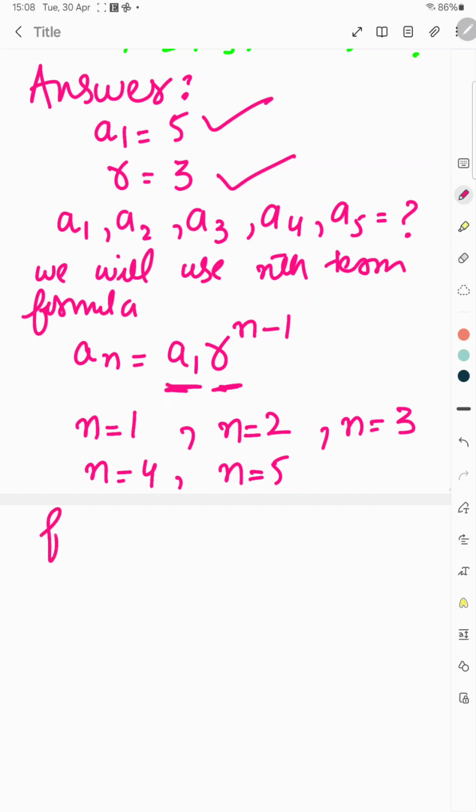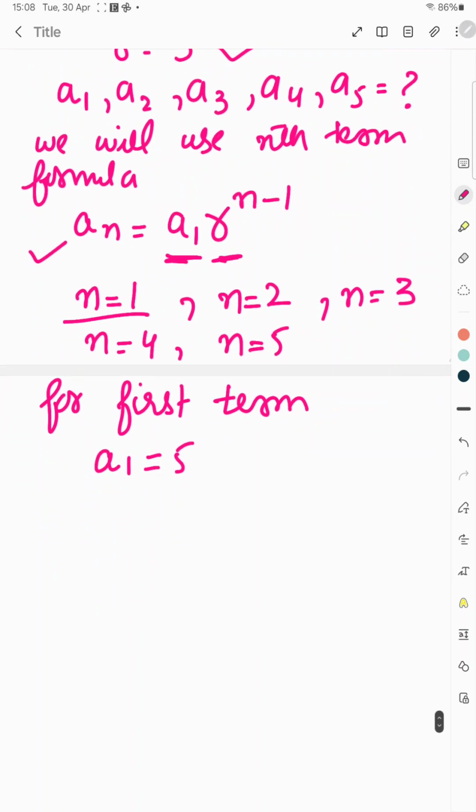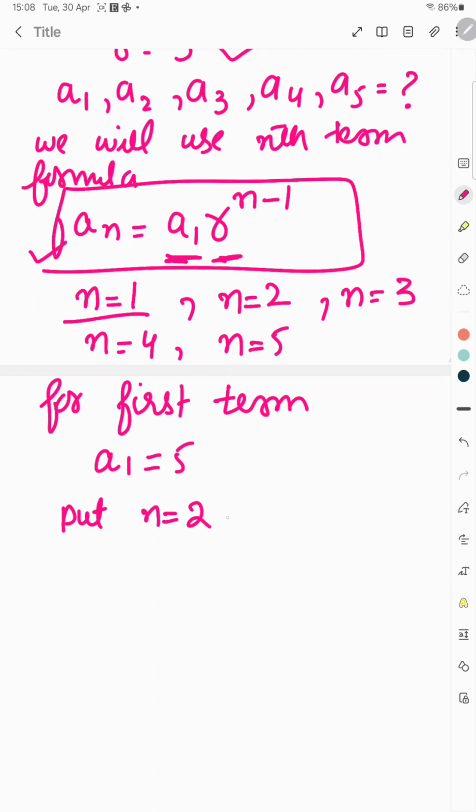So for first term, okay, student, for first term we have a1. So a1 is given here. a1 is equal to 5. So there is no need to put n is equal to 1 here, because a1 is already given. So there is no need to find a1. We will start from n, put n is equal to 2 in this formula, nth term formula.